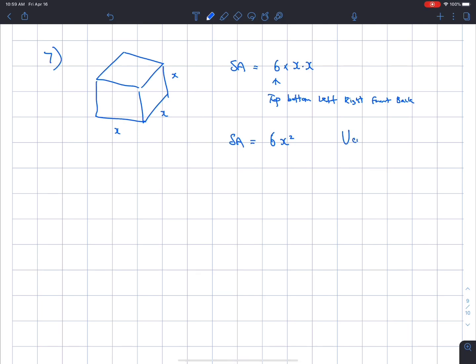And the volume of a cube will just be x times x times x. So volume of a cube is just x to the power 3.